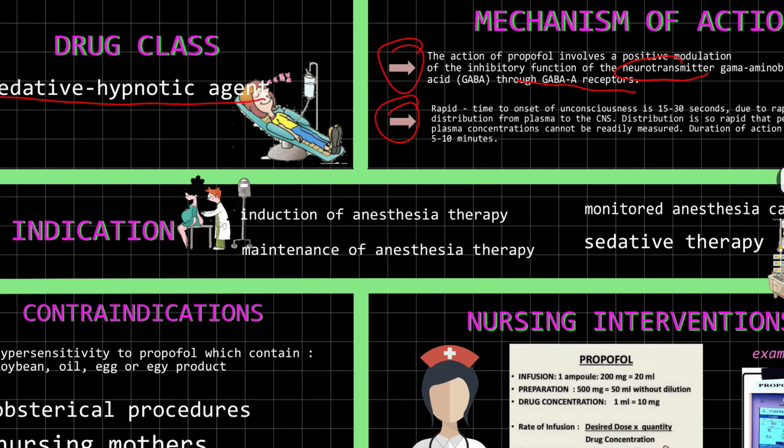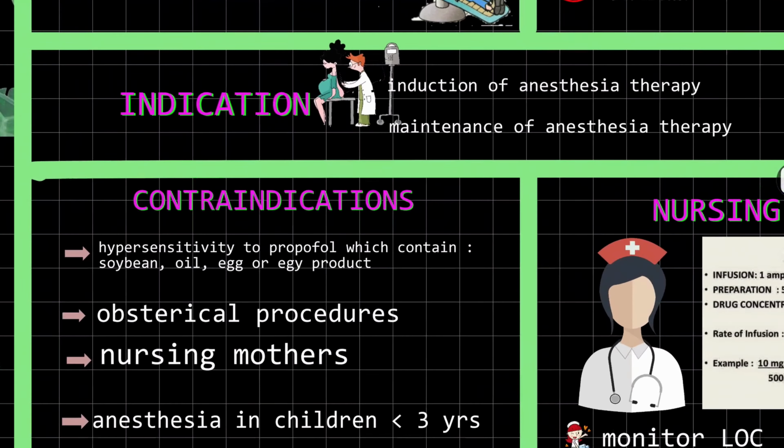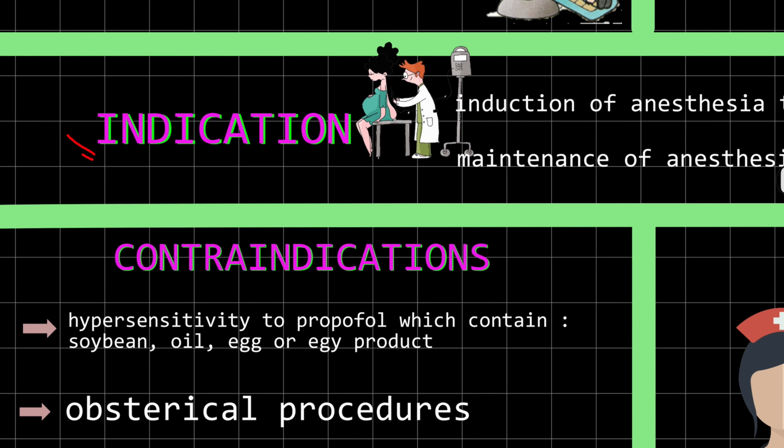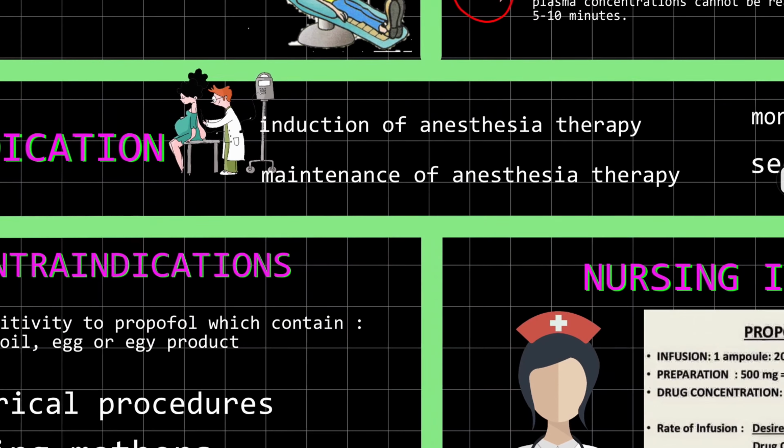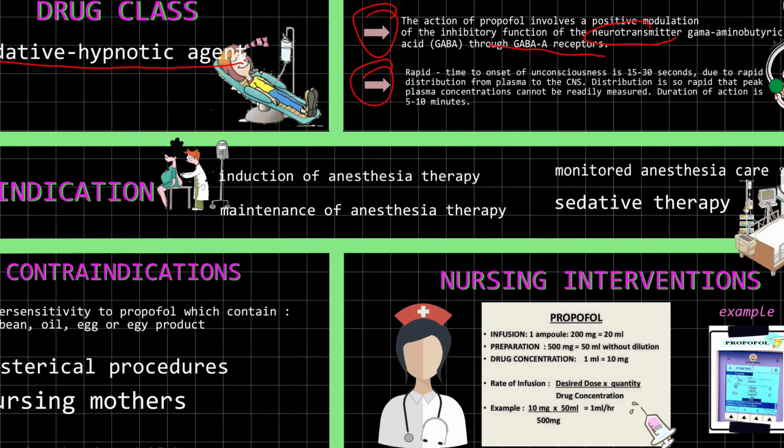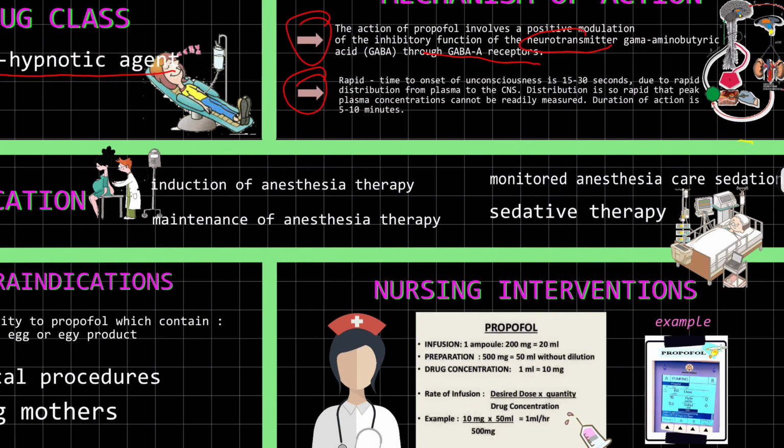Now we are moving towards your indication. So to which patient are you expecting this medication to be administered? That is the question that we're going to be answering today. So, indication, I list down 4 here. First one, we have your induction of anesthesia therapy. So, what did I tell you? Patients who are going to be in the OR, before they give the propofol, it is actually used as anesthetic, induction of anesthesia, because of its rapid response.